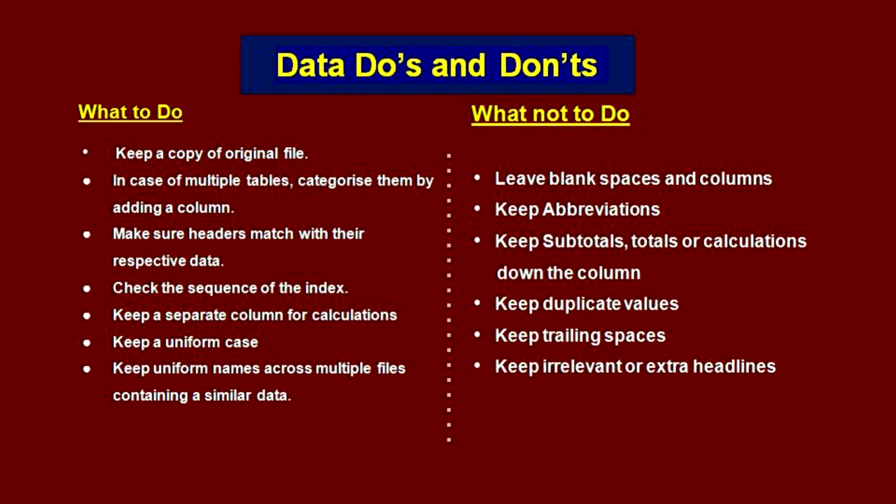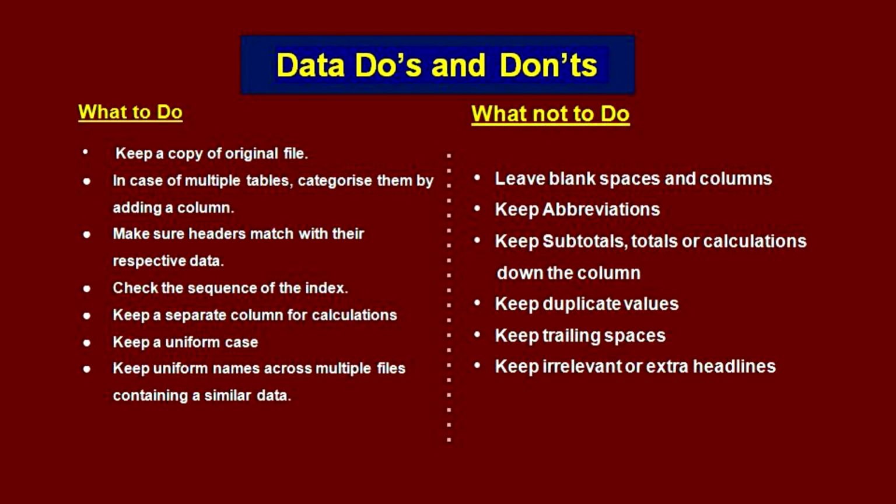In case of multiple tables, categorize them by adding a column. If you have many tables, just make a single table, and give good headers so that they can explain what is underneath those headers. Make sure that the headers match the respective data. It should not be a different header and different data. Check the sequence of the index. Is it okay? And keep uniform names across multiple files containing similar data, so that you save most of the energy while not chasing different files.